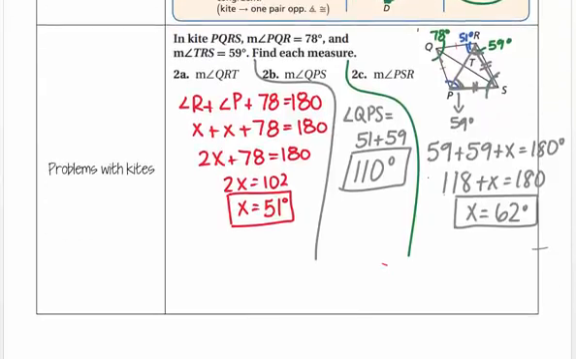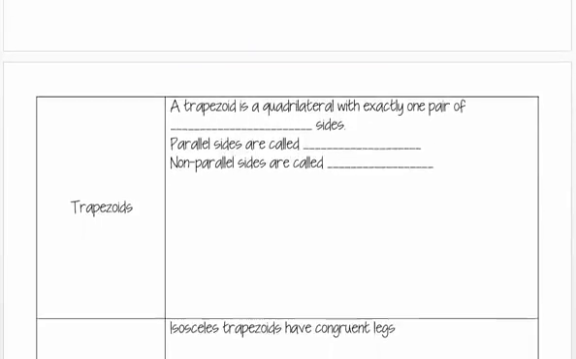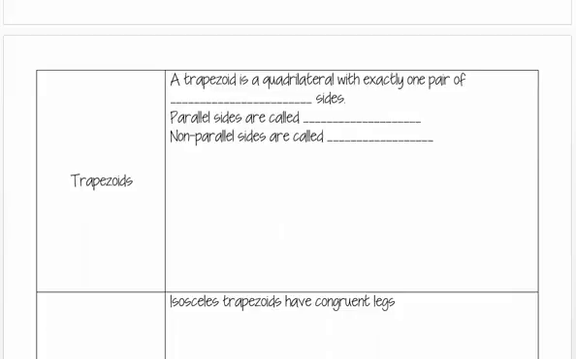So the next shape we're going to talk about is a trapezoid. And a trapezoid is a quadrilateral. Again, it's not a parallelogram. And it's because a quadrilateral has exactly one pair of parallel sides. Remember, a parallelogram has two. The parallel sides are called bases, and the non-parallel sides are called legs.